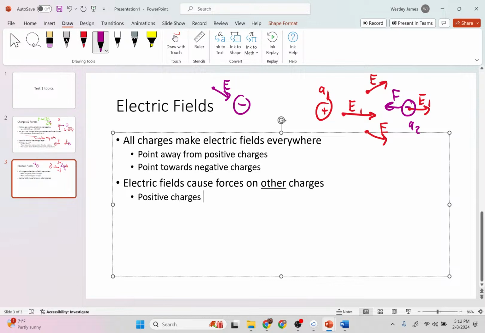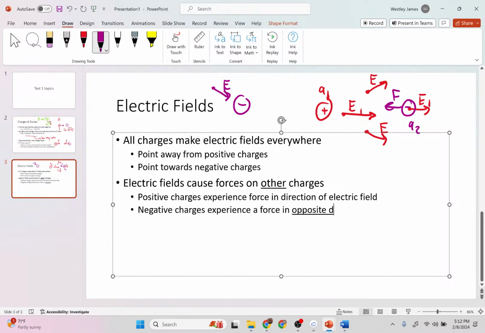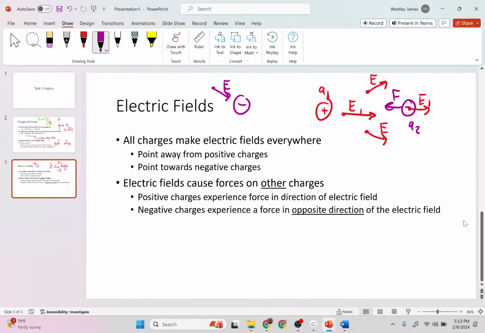Positive charges move in direction of electric field. Let me be more clear. Positive charges experience force in direction of electric field. Negative charges experience a force in opposite direction of the electric field. Okay? So, that's also an important thing.